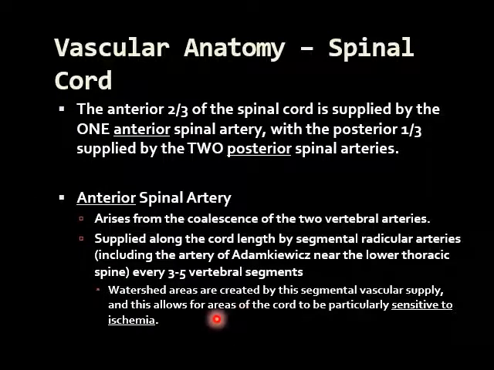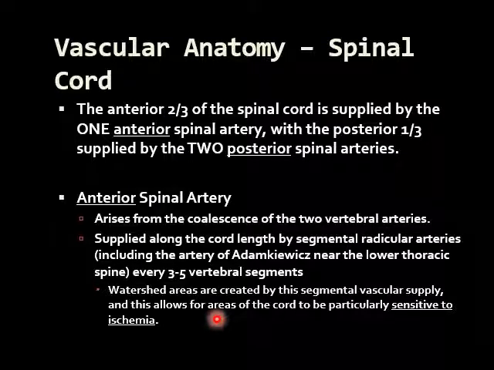This is the last part of our lecture. What is the vascular anatomy, or the vascular supply, of the spinal cord? The anterior two-thirds of the spinal cord is supplied by one anterior spinal artery, while the posterior one-third is supplied by two posterior spinal arteries.